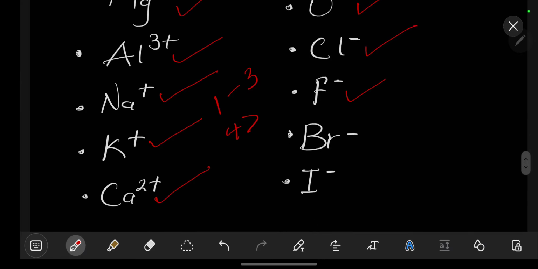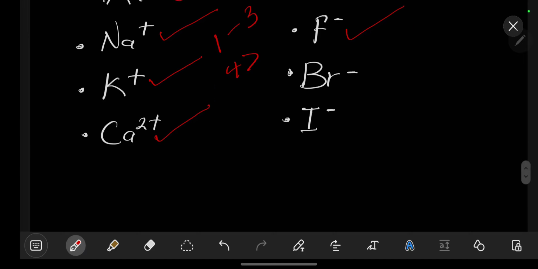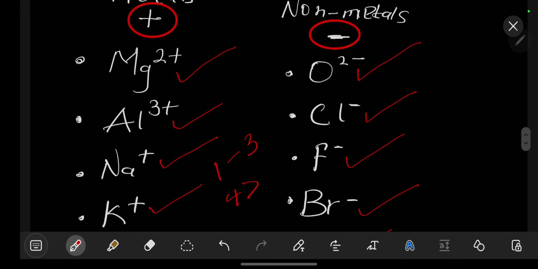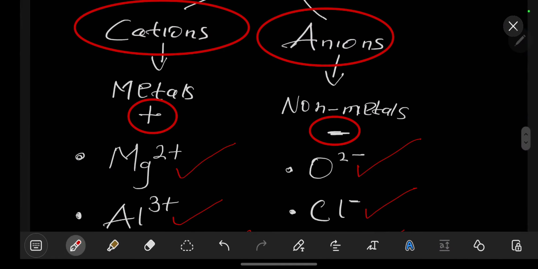Thirdly, we have fluorine, right? Fluorine is carrying a negative charge, and fluorine, of course, is a non-metal, so it's an anion. Then we have bromine, then we have iodine. All these examples are examples of non-metals, and they carry a negative charge, so we call them anions. So you can think of more and more examples, because these examples are just a fraction from the numerous examples that we have here. Alright guys, so that is all for this video.